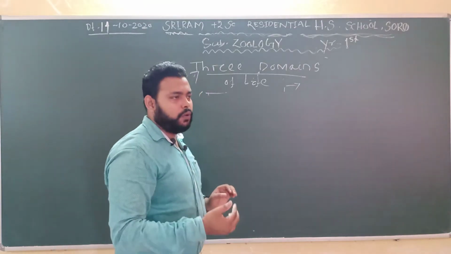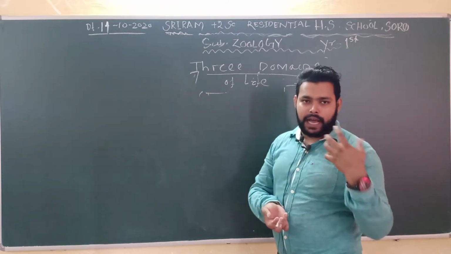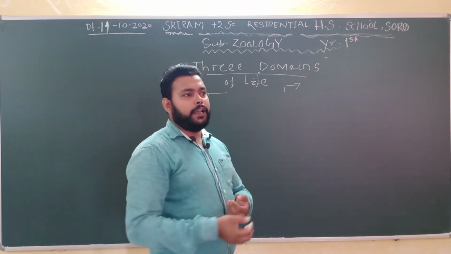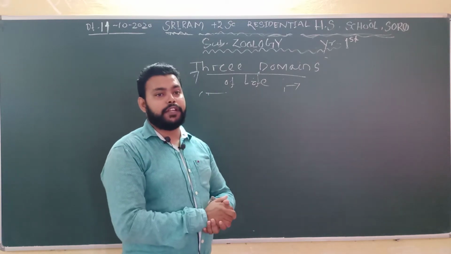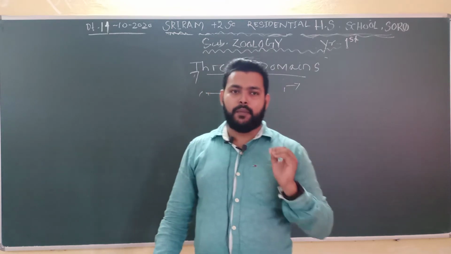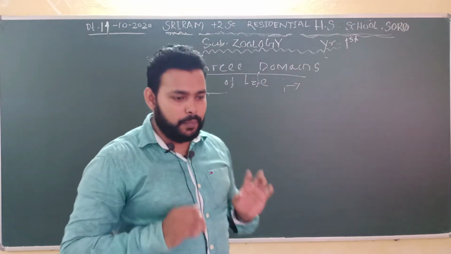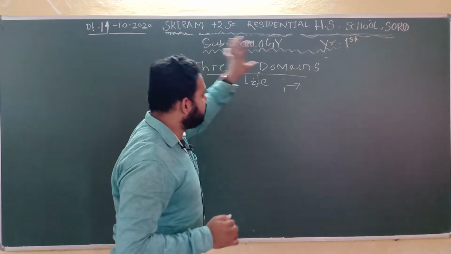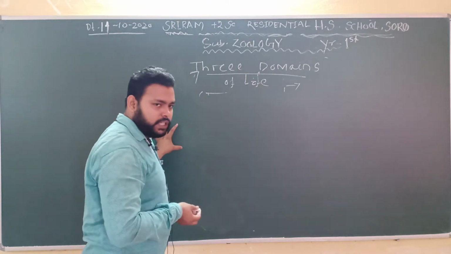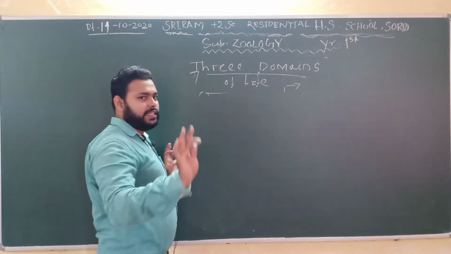So we know according to the five kingdom classification, according to the R.H. Whittaker classification, considering the different characteristics, we can easily classify into five categories, mainly five kingdoms: Monera, Protista, Fungi, Plantae and Animalia. But according to the three domains of life, apart from these, you know that two types of living cells exist.